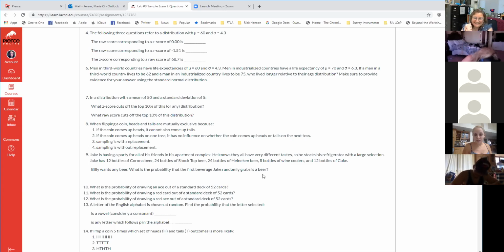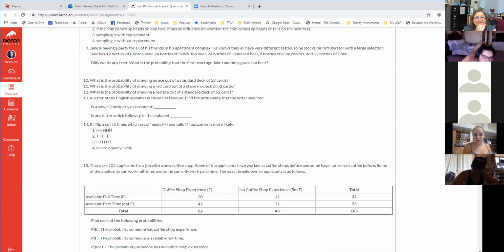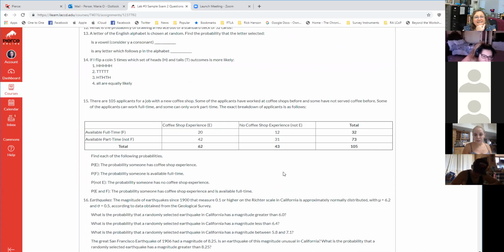On number 15, the one that we didn't do was the P of not E in parentheses. Now, why do we not include the not E column? It's asking you for the probability that someone has no coffee experience. That's the not E column.